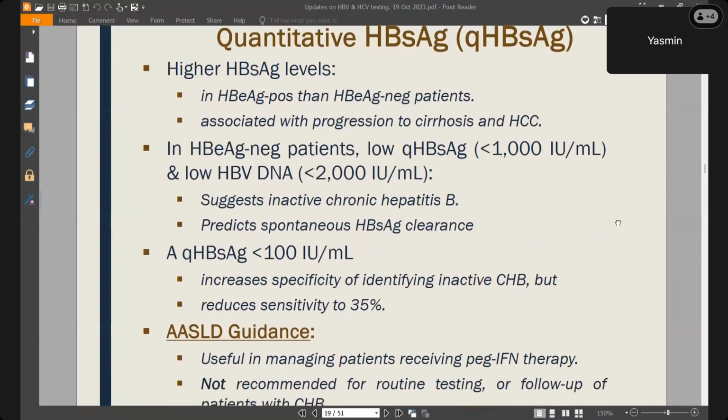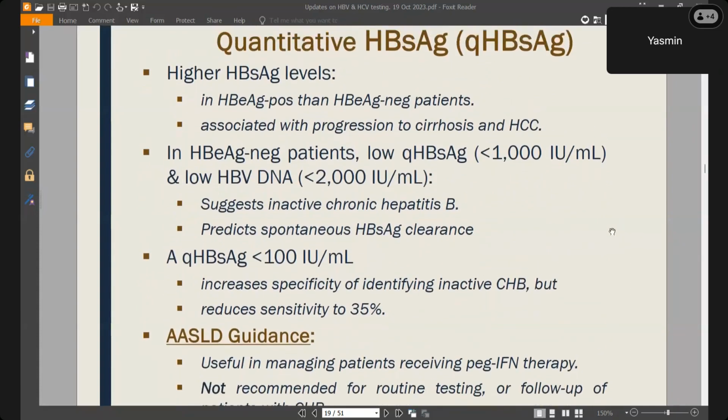Okay. So, the thing to bear in mind is that high levels, right, will be seen in those who are HBeAg positive as opposed to negative. High levels are associated with progression to cirrhosis and HCC, obviously. Right? For those who are E antigen negative, however, with low quantitative HBsAg, in other words, anything less than 1,000, and low HBV DNA, which is anything less than 2,000, inactive chronic hepatitis B is suggested. The possibility of spontaneous HBsAg clearance is there.